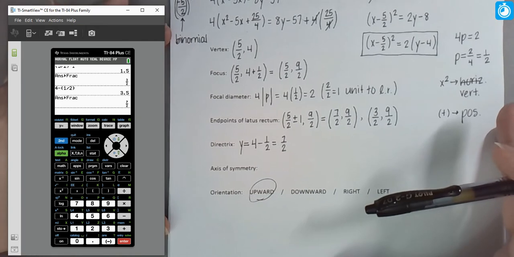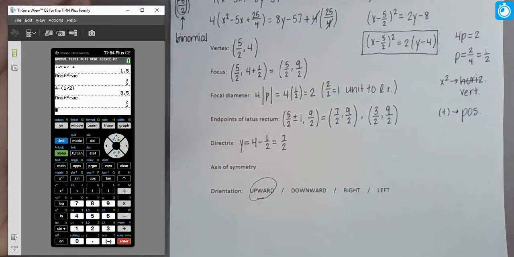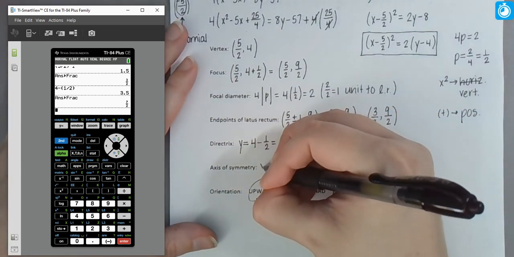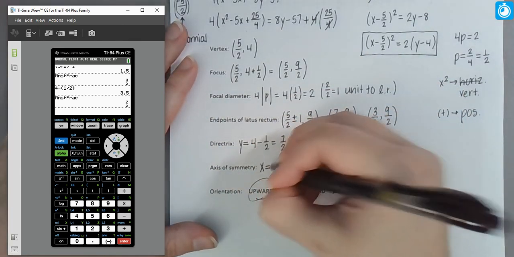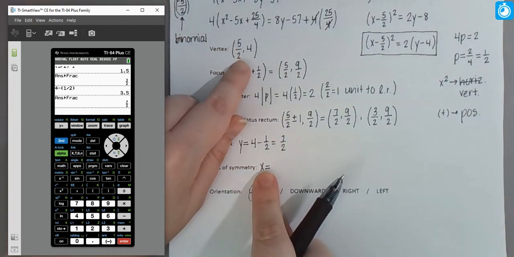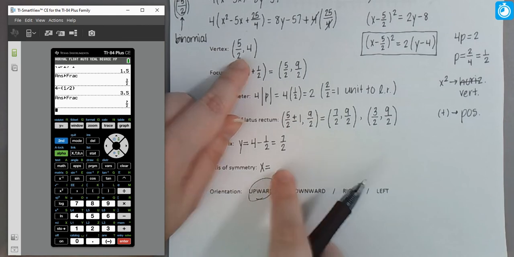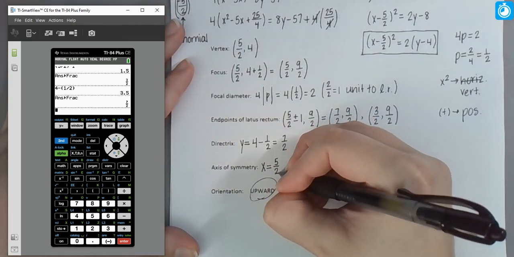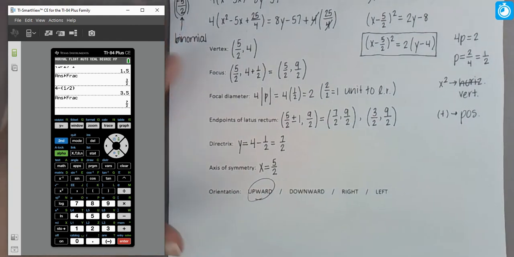And then last but not least, the axis of symmetry. The good news is once we get to this point, we don't have to do any extra algebra. So for a vertical parabola, the axis of symmetry is a vertical line. It's the vertical line that passes through our vertex. So the x coordinate is going to give us this value for our line. So x is equal to 5/2.